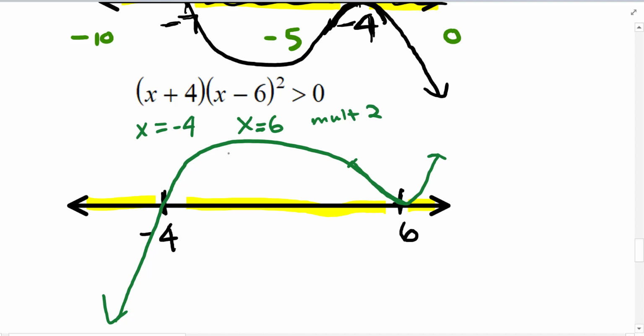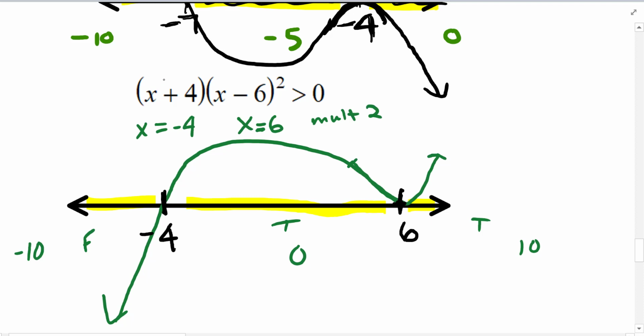And look, if you graph this, the expression is greater than 0. This area should be false. This area should be true. And this area should be true. But we should probably check it. So I'm going to pick -10. I'm going to pick 0. And I'm going to pick +10.